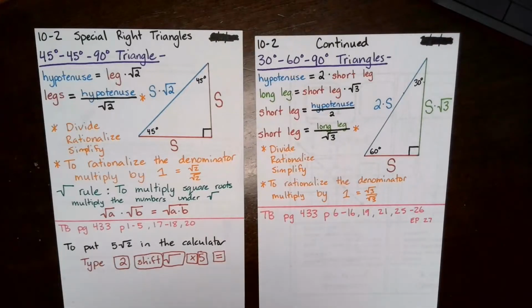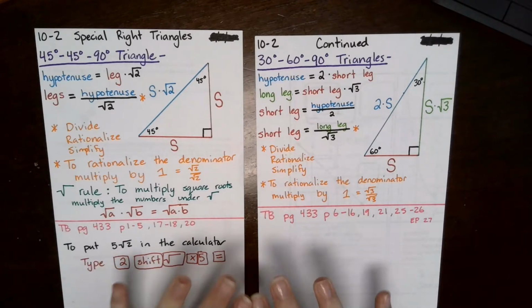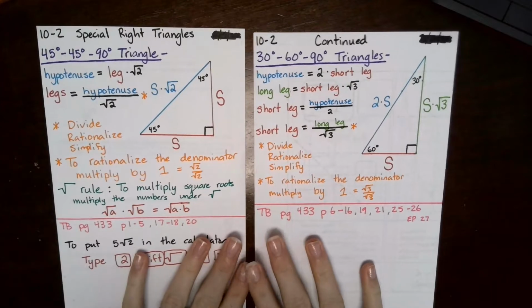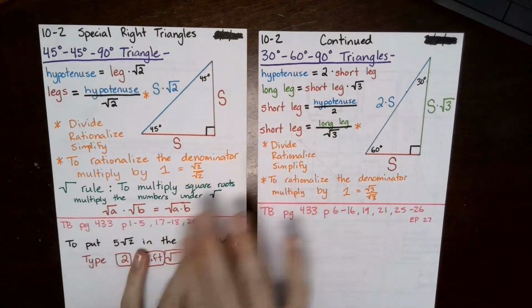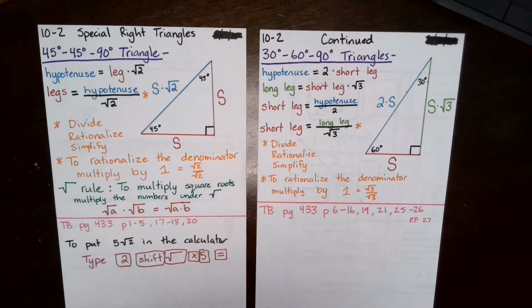Okay, so for 10-2 special right triangles, there are two types of special right triangles, and they're on two different pages of the note, so please make sure you write down both parts. You can write it on one piece of paper, I just have it currently separated into two. So the first one is 45, 45, 90 triangles, and the second one is 30, 60, 90, okay?